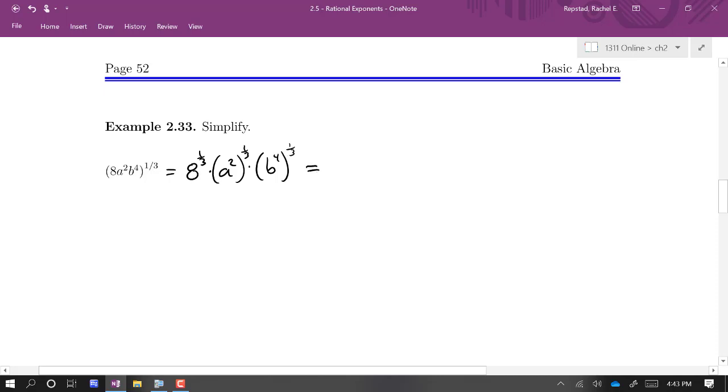Now, at this point, I'm going to find it convenient just to write this first part as a radical, because that's how I want to think about it. 8 to the 1/3 is the cube root of 8. That'll help me simplify that part. The rest of it, though, I'm going to keep in exponential form for now. If I'm raising a power to a power, I can multiply those exponents. So I get a to the 2/3, b to the 4/3. And then the cube root of 8 is 2. So 2a to the 2/3, b to the 4/3. And there it is, the simplified exponential form.